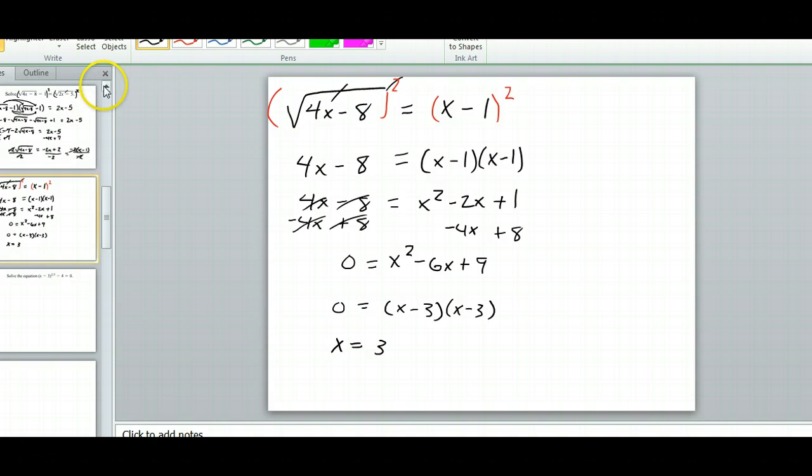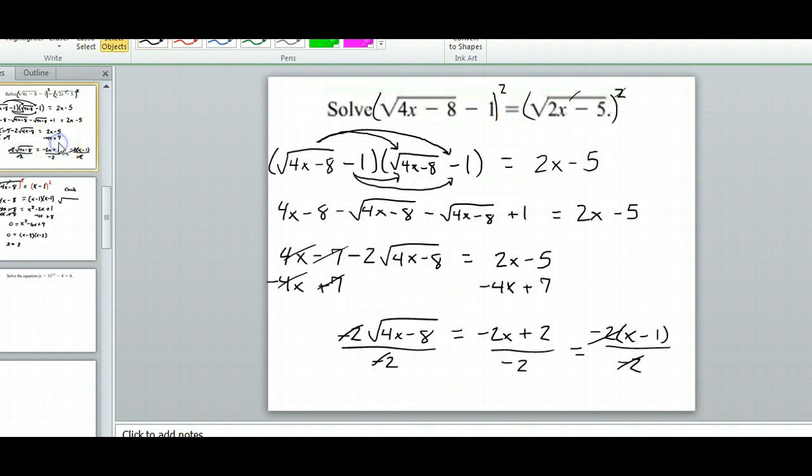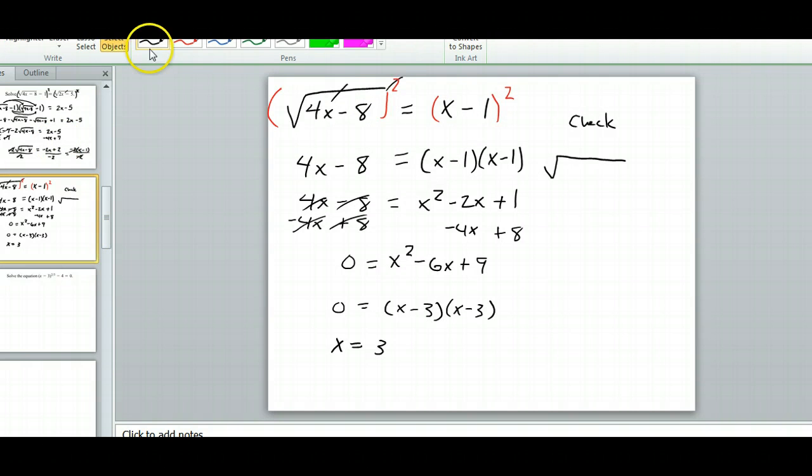So again, we need to go back and check in the original. That's the fifth step. So over here I'm going to do my check. So the square root of, the original problem said, 4x minus 8, minus 1. Is that equal to this? So 4x, we're saying x is 3, minus 8, minus 1. Is that equal to the square root of 2x minus 5?